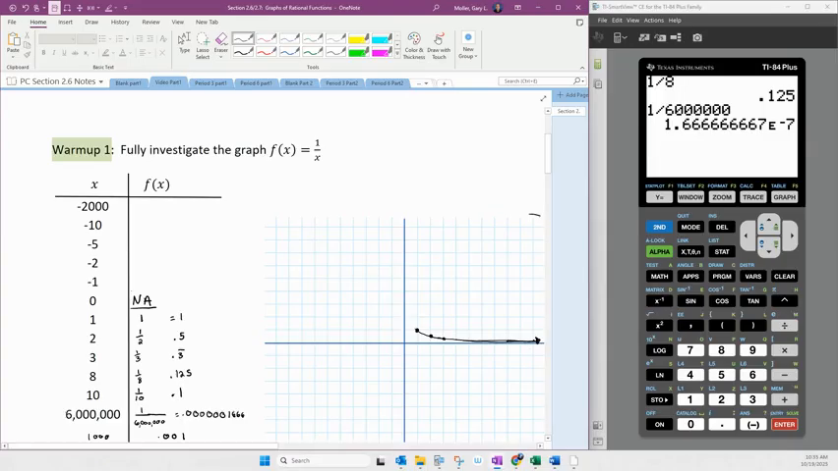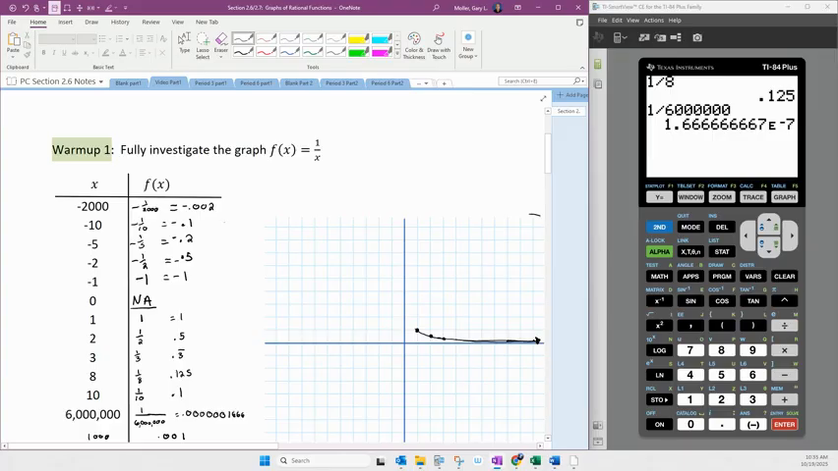I plug in -1, and I get -1. -2, I get -a half. -5, I get -1/5. -10 gives -1/10. -1,000 gives -1 over 1,000. Those are -1, -0.5, -0.2, -0.1, and so on, down to -0.002.